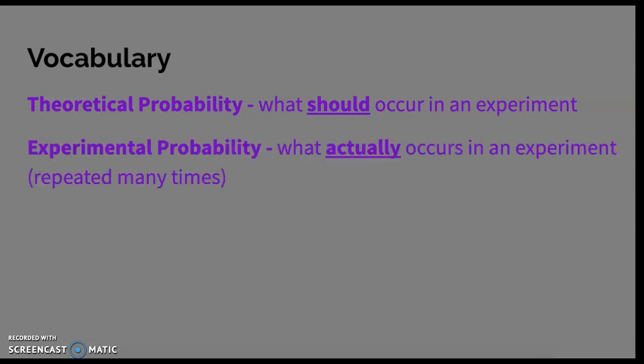Experimental probability is when we do the probability experiment, we record what actually happened. Okay, so experimental probability is what actually happened in an experiment, and we're always going to do our experiments many times, and I'll talk about that in a minute.